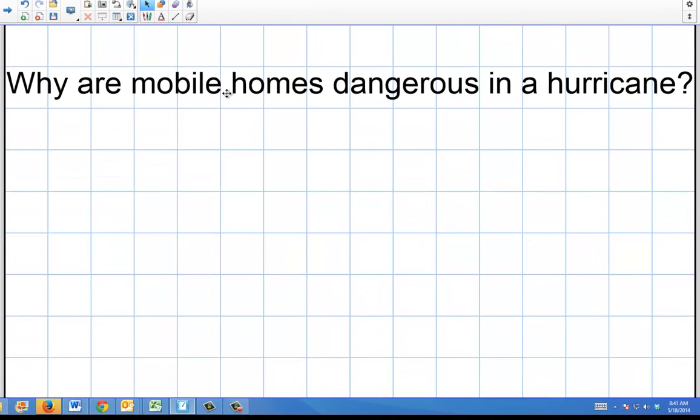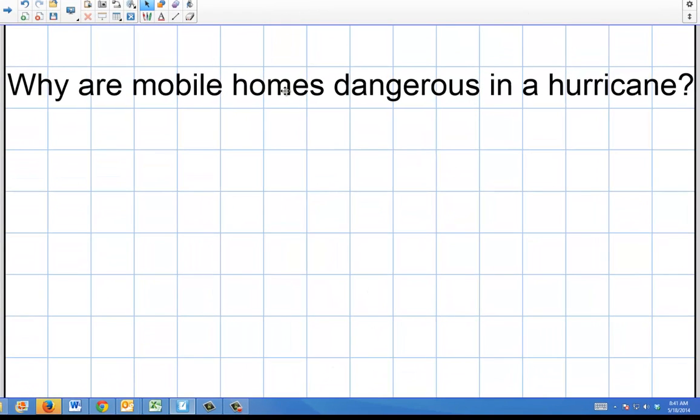This video is going to talk about why mobile homes are dangerous in a hurricane, and it's going to go beyond the obvious fact that a mobile home is light and it can blow away fast. It's going to go into a principle of fluid dynamics.